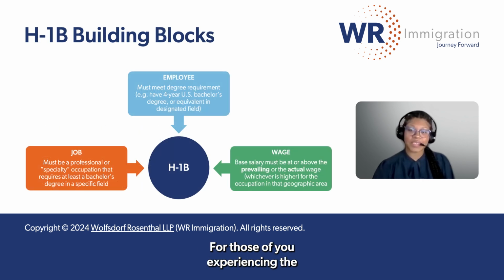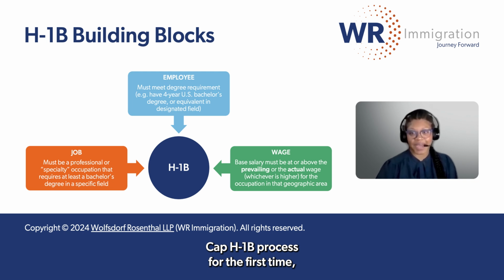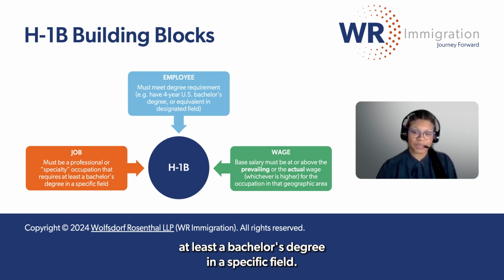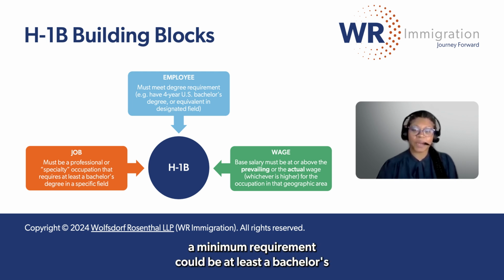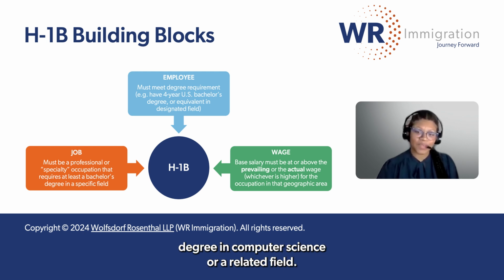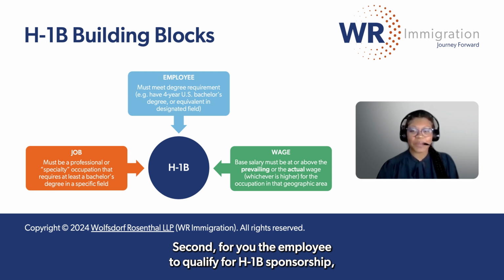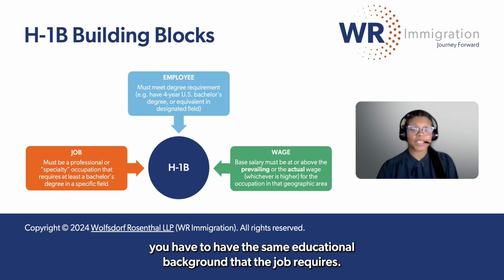For those of you experiencing the CAP H-1B process for the first time, here's a basic overview of the H-1B visa category. There are three basic components to an H-1B. First, the job has to be one that requires at least a bachelor's degree in a specific field. For example, for a software engineer position, the minimum requirement could be at least a bachelor's degree in computer science or a related field. Second, for you, the employee, to qualify for H-1B sponsorship, you have to have the same educational background that the job requires.